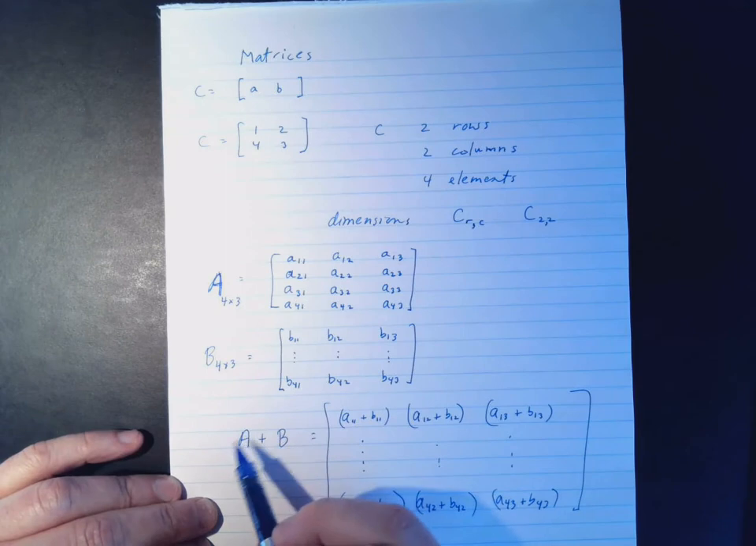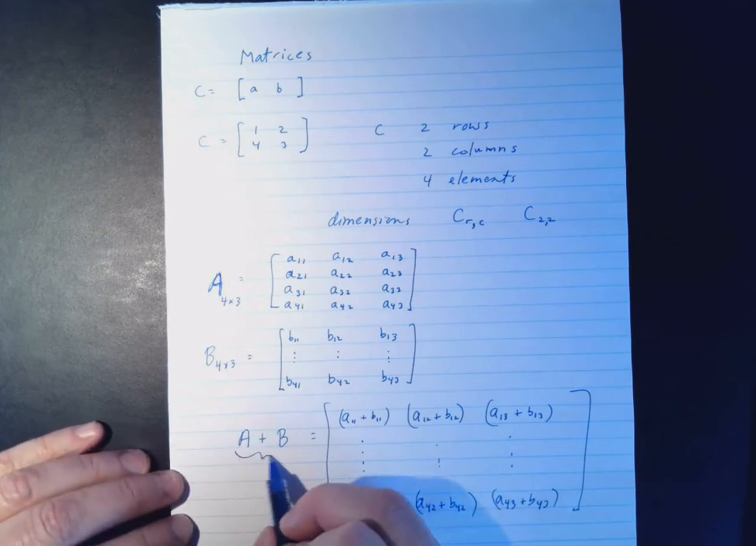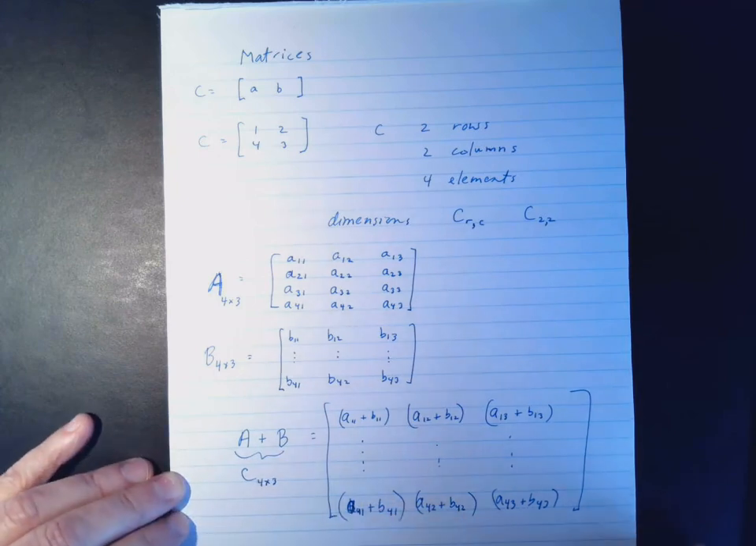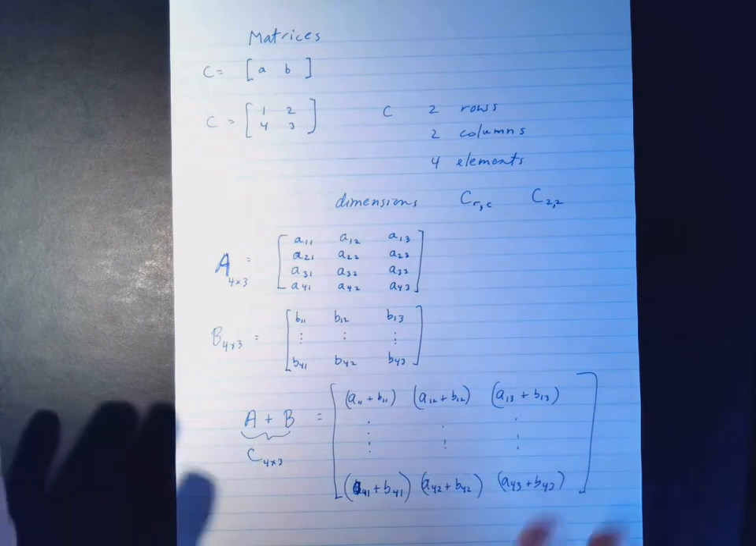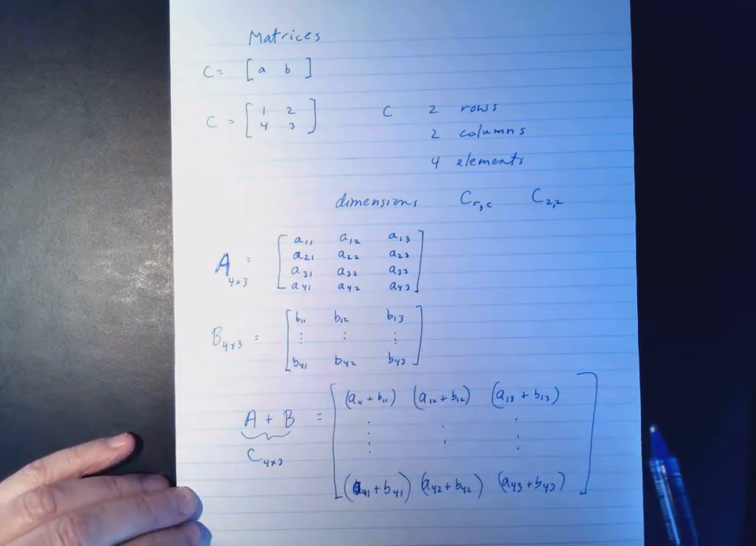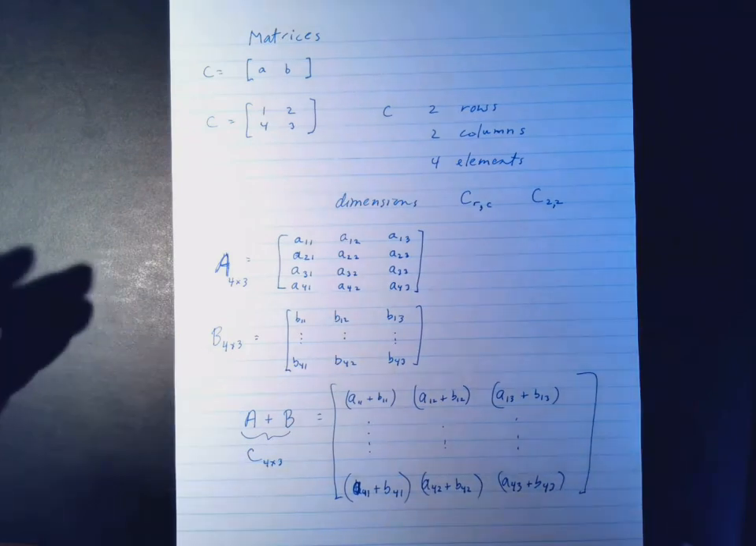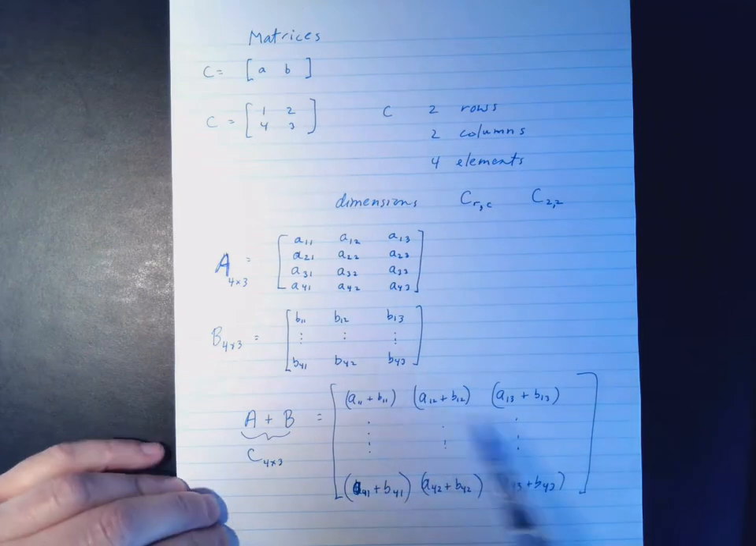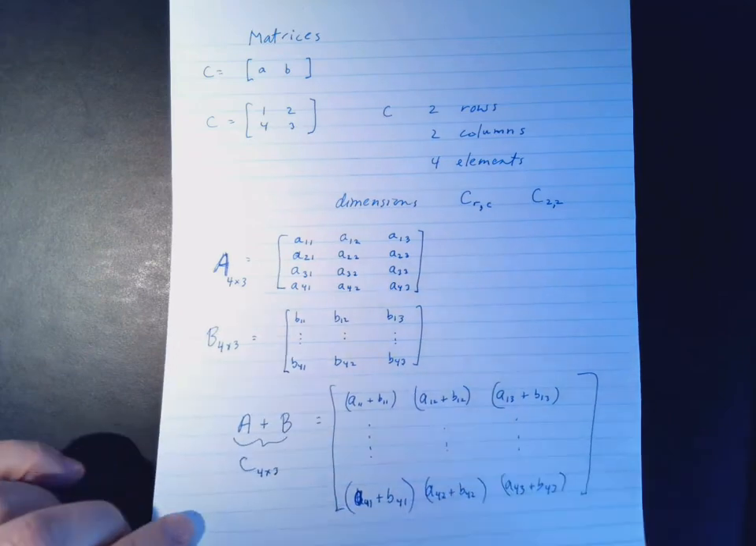All right, so the combination, if we call that matrix C, C is also a 4 by 3 matrix. So when you're adding up matrices, you're just adding them element by element. Same if you were going to subtract. A minus B, we'll just replace all the plus signs by minus signs.